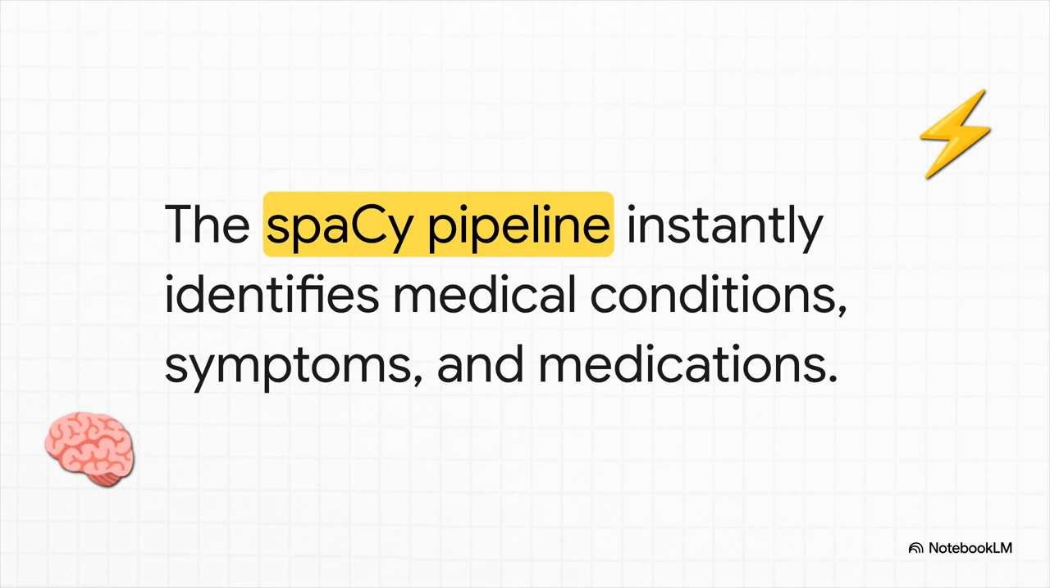So, if a user types something like, "My head is pounding and I feel dizzy after taking my blood pressure pill," the spaCy pipeline instantly normalizes that. It tags the exact symptoms, it flags the medication category, and figures out the temporal context, like how long this has actually been happening. It's literally transforming raw emotion into structured clinical data.